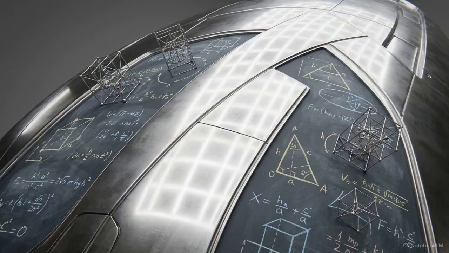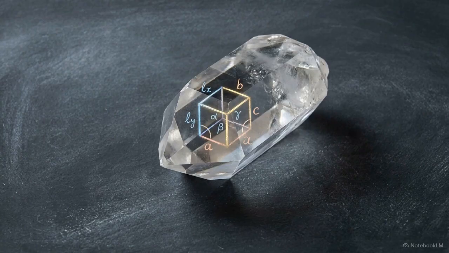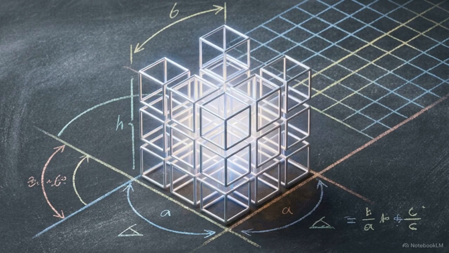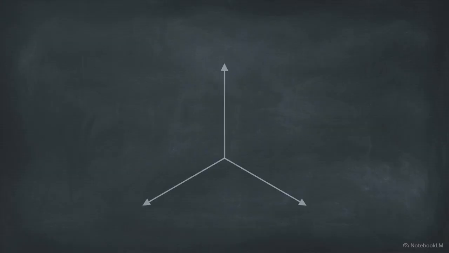This hidden geometric order is more than a system of classification. It is the foundational blueprint for every material we engineer today. The smallest repeating unit of a crystal is the unit cell. It acts as a three-dimensional tile that, when repeated infinitely, generates the entire solid structure.